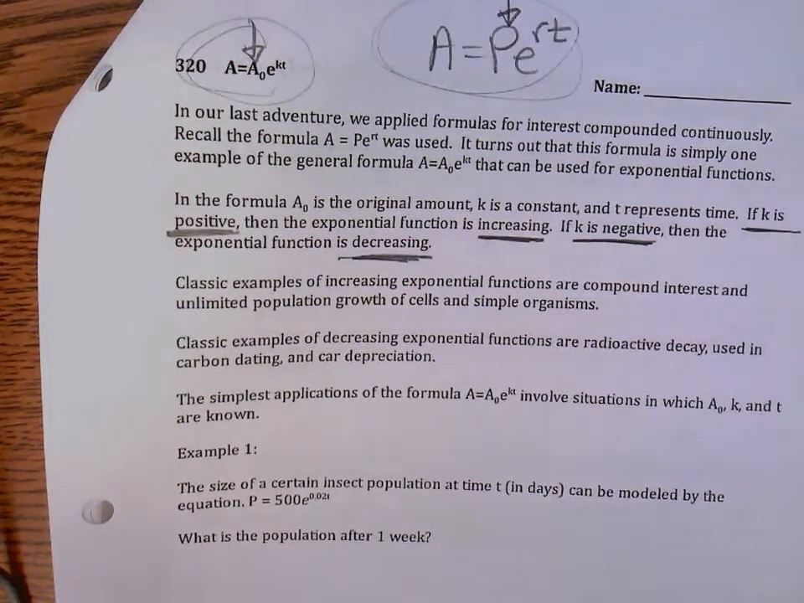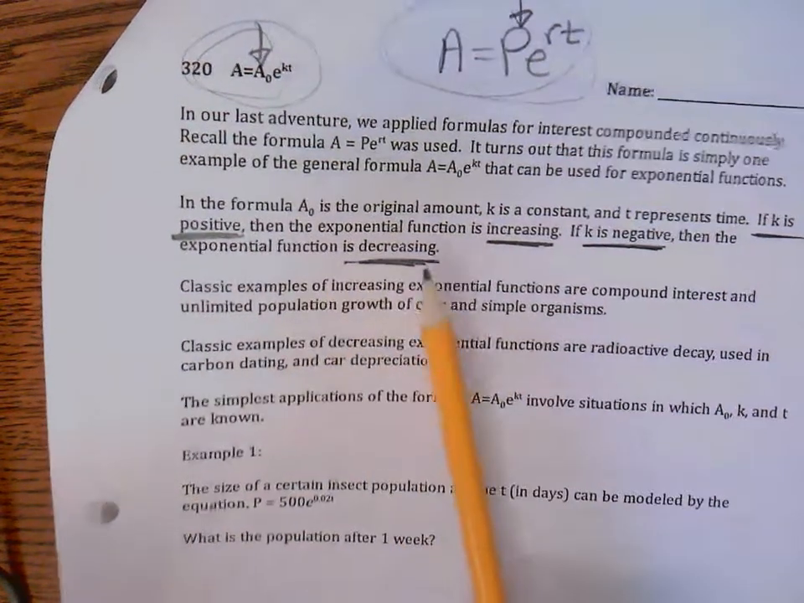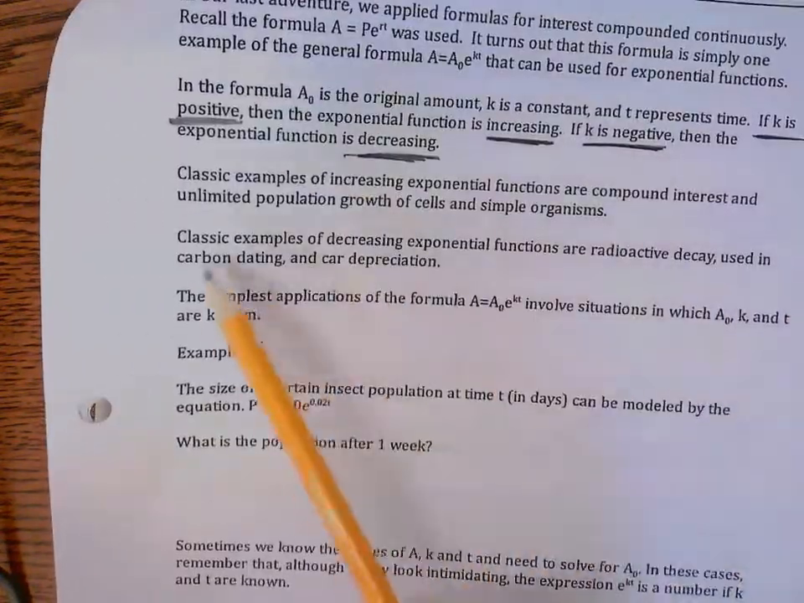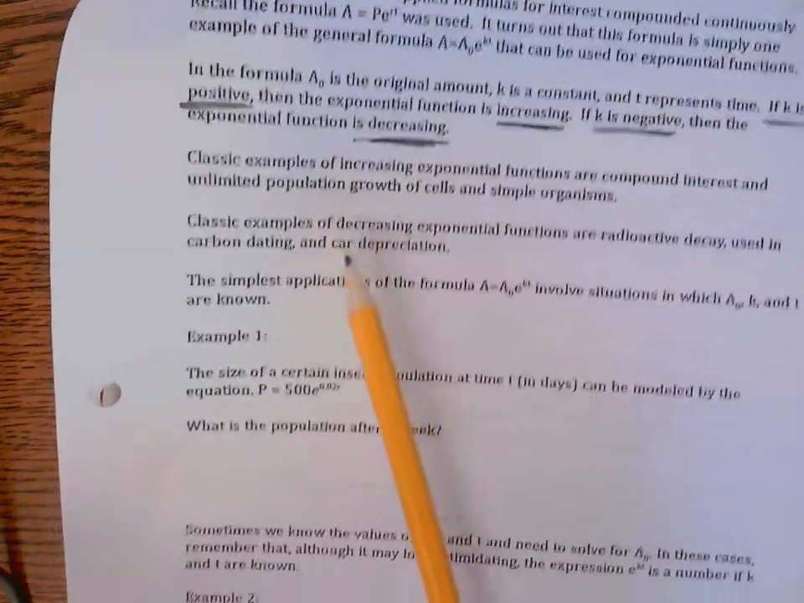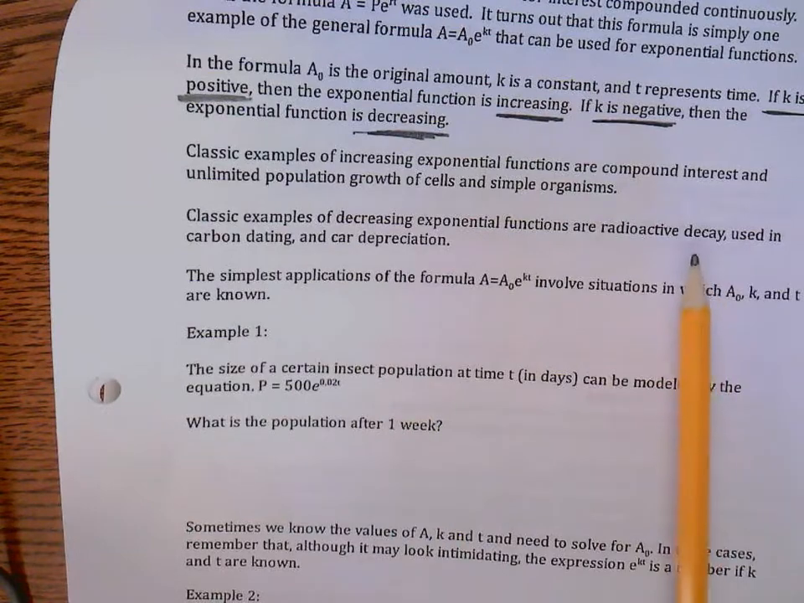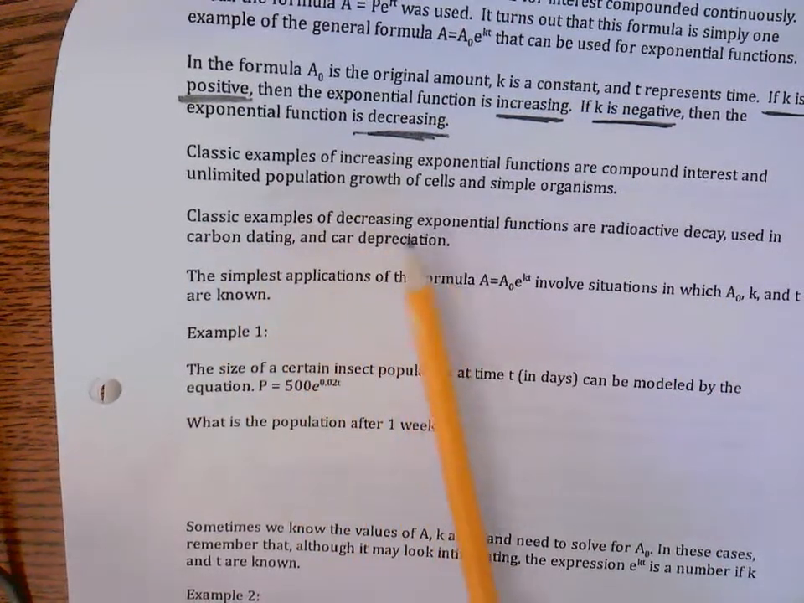Make sure if you're solving for K, your K makes sense. Like, oh, my K was 9.5, but my temperature should be decreasing, right? You probably did something wrong. So your K value needs to make sense. Classic examples for increasing: compound interest, population growth; for decay, radioactive decay, for carbon dating or carbon depreciation.